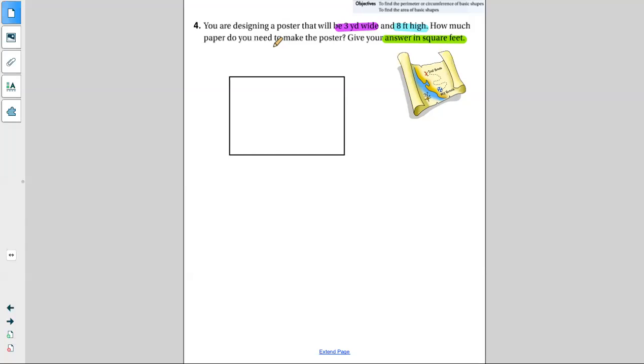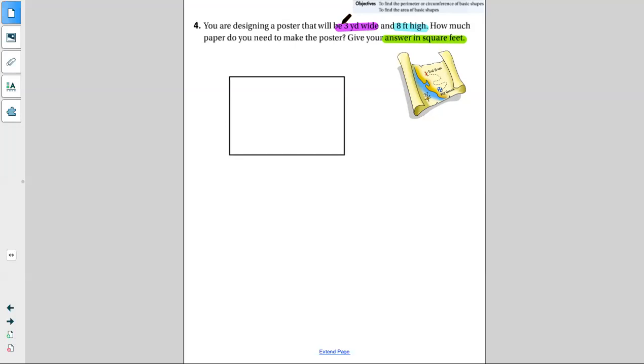So I highlighted a couple key things here. The first, noting that one dimension of the poster is in yards, and one dimension is in feet. And our third highlighted segment here is that the area must be in square feet. So we want to work in feet here. It's real easy to overlook this piece right here. That just is reinforcing that, you know, take your time to read the question to make sure you understand it.